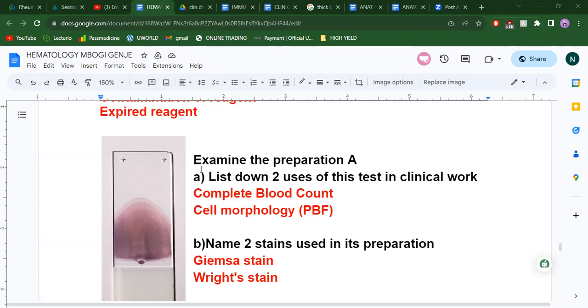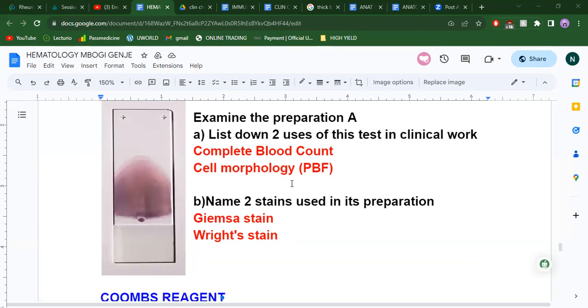Examine the preparation A. List down two uses of the test in clinical work. So, complete blood count, cell morphology, PBF. Two stains used in the preparation: Giemsa and Wright.